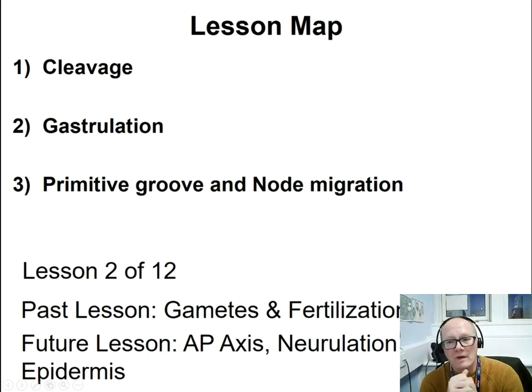We also are going to talk about the formation of the primitive groove and the node, and how important the primitive groove and the node are for the migration of cells and the formation of the three embryonic layers. This morning we talked about gametes and fertilization, the formation of the gametes and how the gametes come together to form the zygote. Next week, we will have a lesson on the anterior-posterior axis formation and neurulation. We are not going to talk about epidermis.